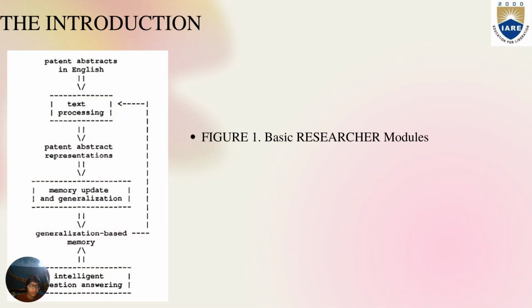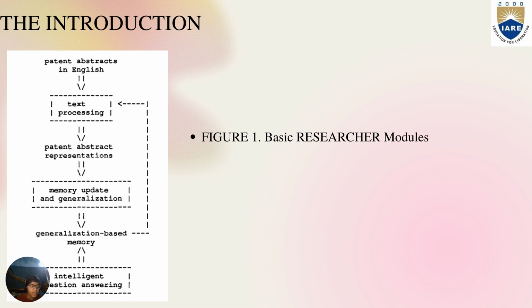The figure on the screen represents the basic Researcher modules. So what are the modules involved in the program called Researcher? This Researcher will only read patent abstracts. Its input will be various patent abstracts. That's why at the top we have patent abstracts. Next, it will process the text, then patent abstract representation, then memory update and generalization.